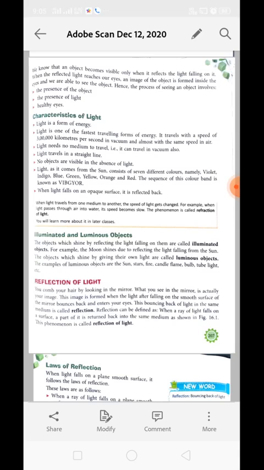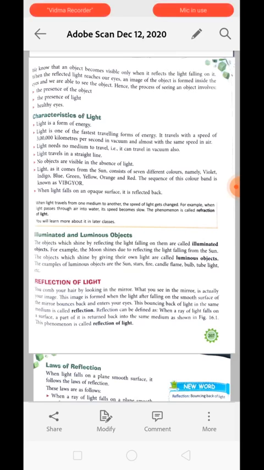Understood? Now, the next point is that light travels in a straight line. Light always travels in a straight line. You can see this through the window on a sunny day when the light rays are falling through the window, or you can even use a straight pipe to see an object.